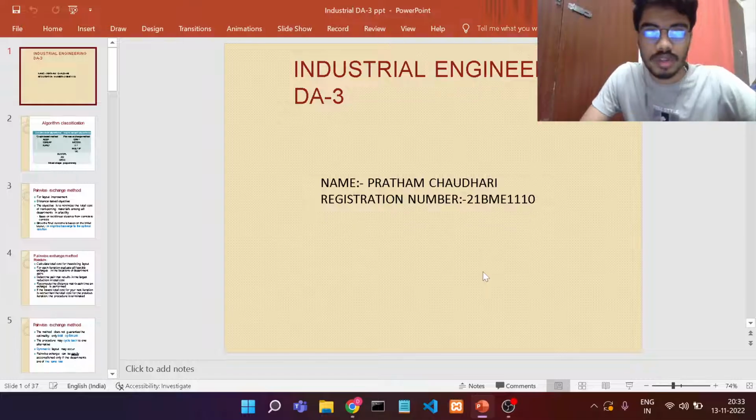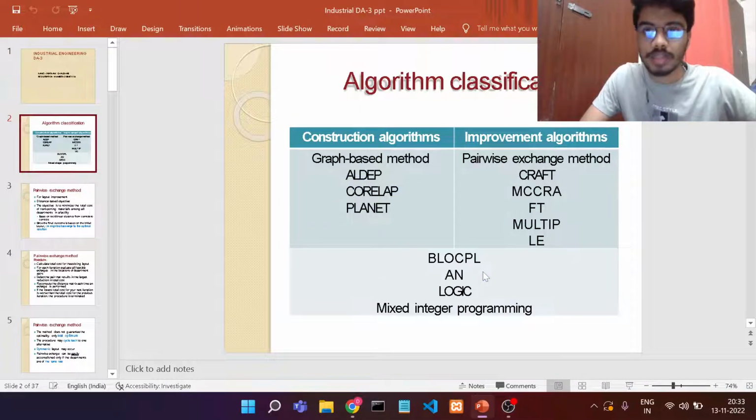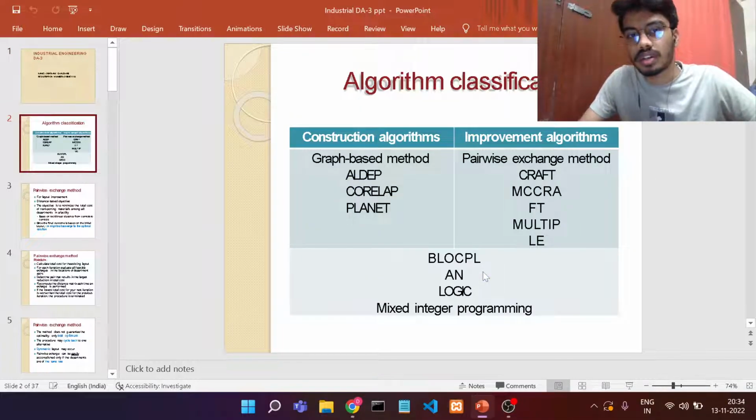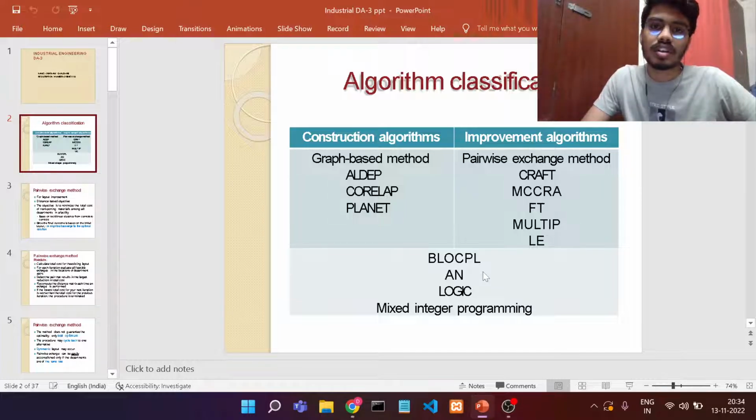So here we are going to discuss the topic of algorithm classification. Basically, algorithms are classified into two types: construction algorithms and improvement algorithms. Construction algorithms use the graph-based method, and improvement algorithms use the pairwise exchange method. In the graph-based method, we are going to discuss ALDEP and CORELAP, whereas in the pairwise exchange method, we are going to discuss CRAFT.